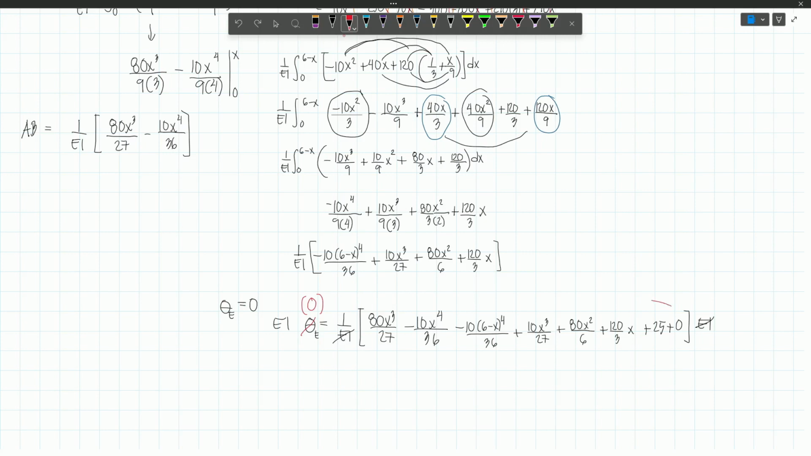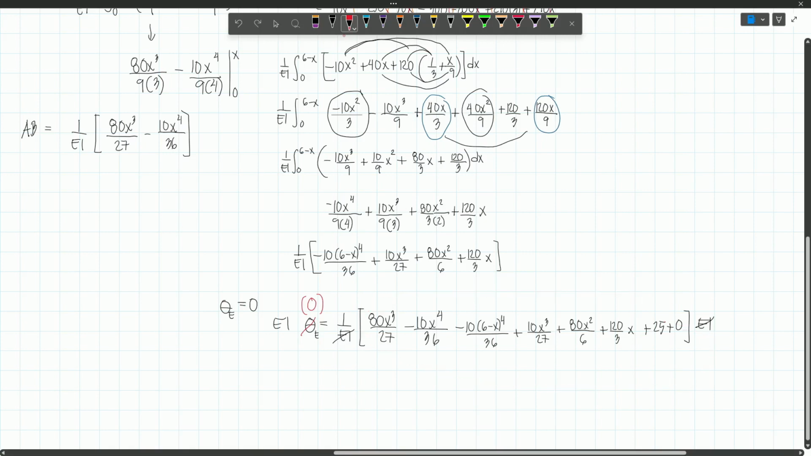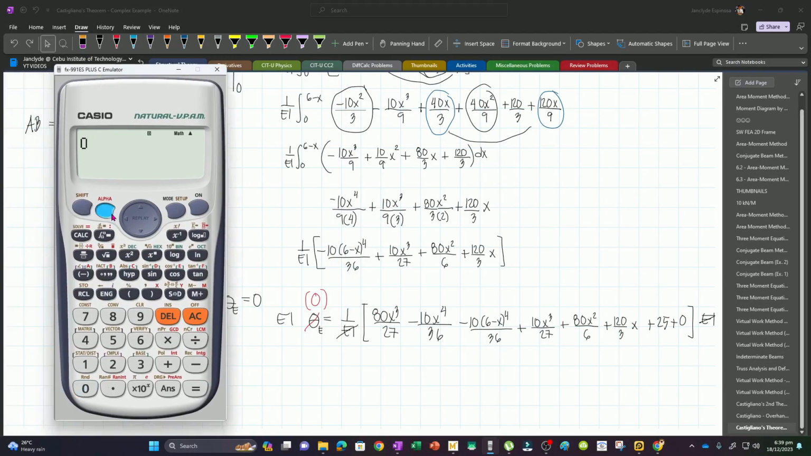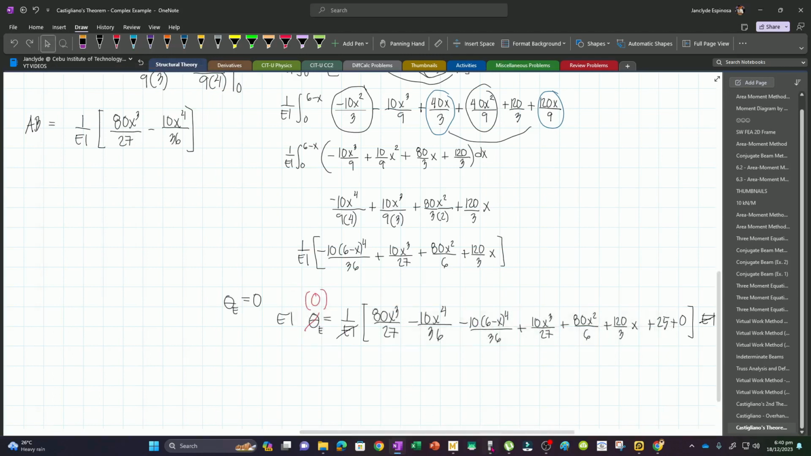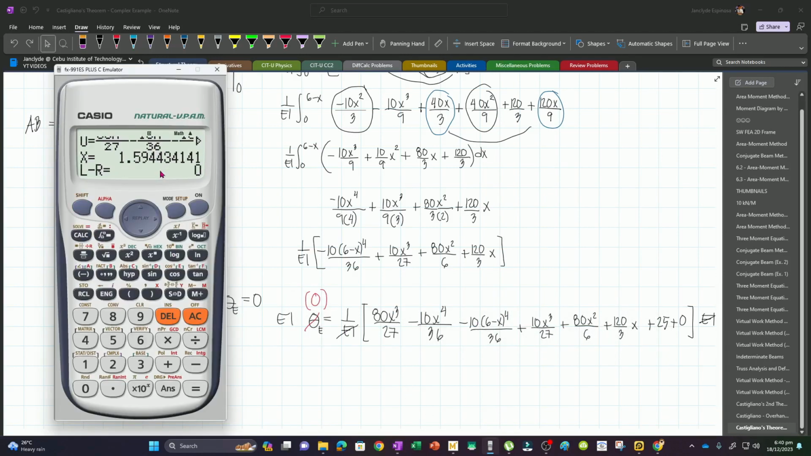Let's just type this whole function here in our calculators. So 0 is equal to 80x cubed over 27, and then minus 10x to the 4th divided by 36, and then minus 10 times 6 minus x to the 4th divided by 36, and then plus 80x squared over 36, and then plus 120 over 3 times x, and then plus 25. This is that equation, and then we will set that to 0. So press shift solve, and we get the maximum deflection.